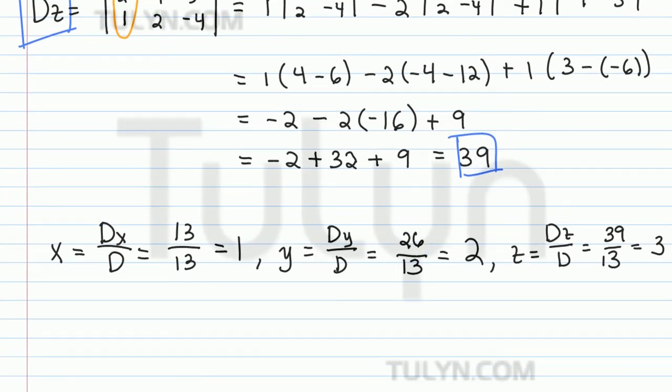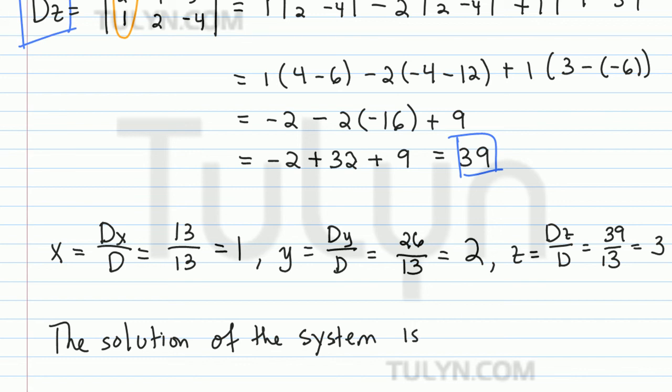So after all this work, we finally got our solution. So the solution of the system, and remember we always write it in terms of the ordered triple x, y, z, in this case is going to be 1, 2, 3.